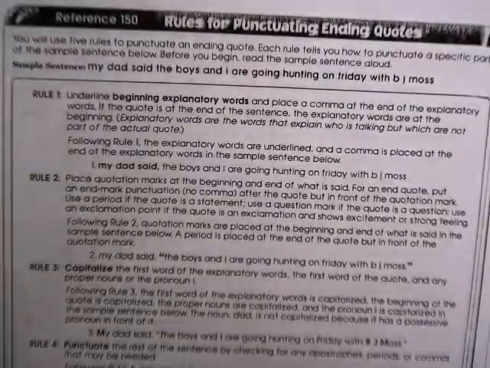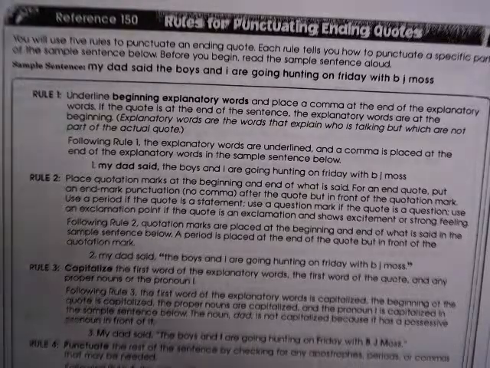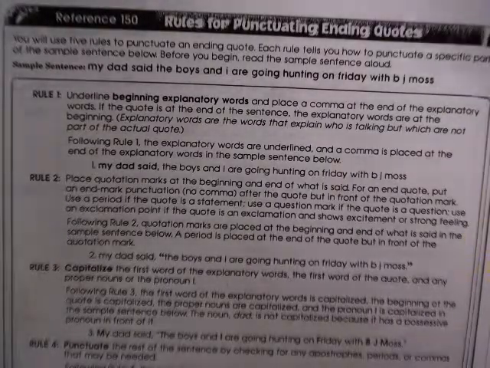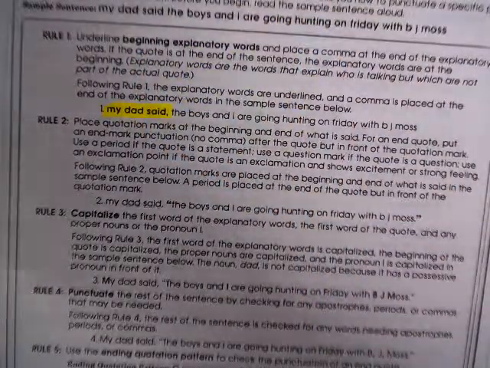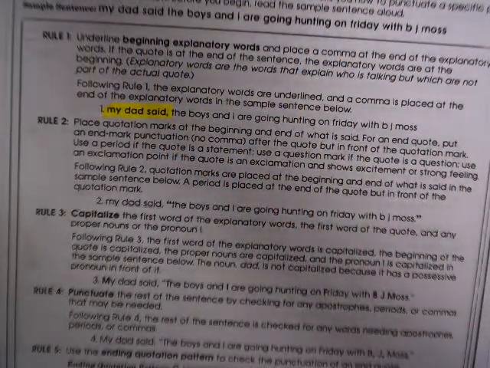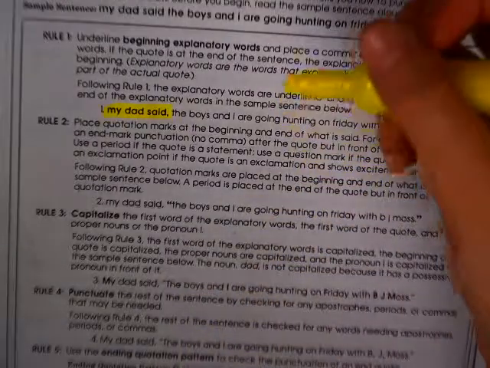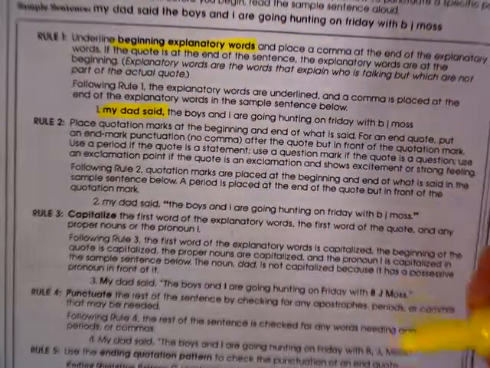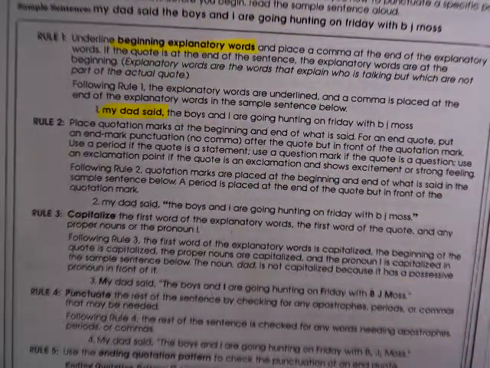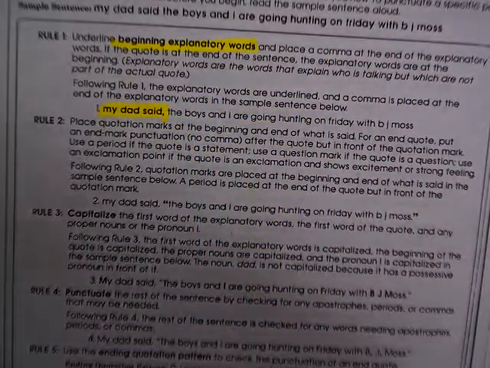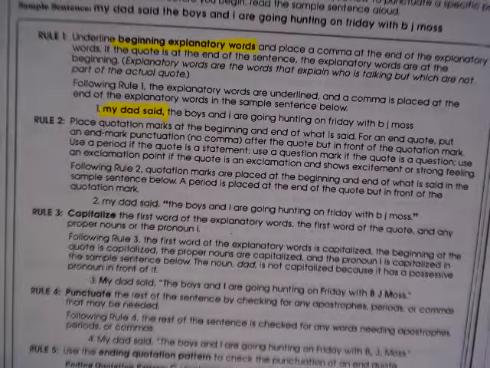Okay, so first and foremost, just like we did with our beginning quote, we are going to find our explanatory words. What are they? My dad said. We're going to go ahead and highlight them. Now we see that they're in the front instead. You can highlight or underline them. The directions say the explanatory words are underlined and a comma is placed at the end of the explanatory words in the sample sentence below. So we have a comma now to separate our explanatory words from our quoted sentence.